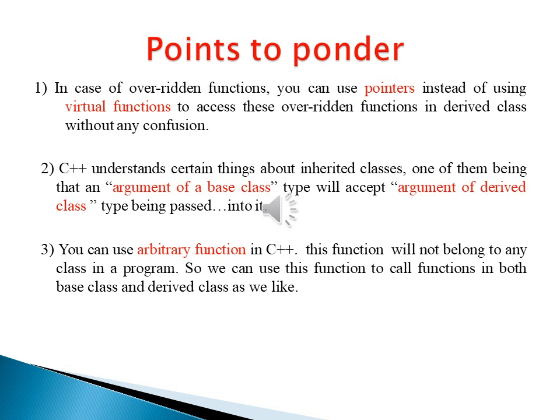In case of overridden functions, you can use pointers instead of using virtual functions to access these overridden functions in the derived class without any confusion. What is the meaning? If a function is present in both the base class and the derived class, the C++ runtime environment will always access the function in the base class, not in the derived class. If you want to access the function in the derived class, you need to use virtual functions, and if you do not want to use virtual functions, you may use pointers.